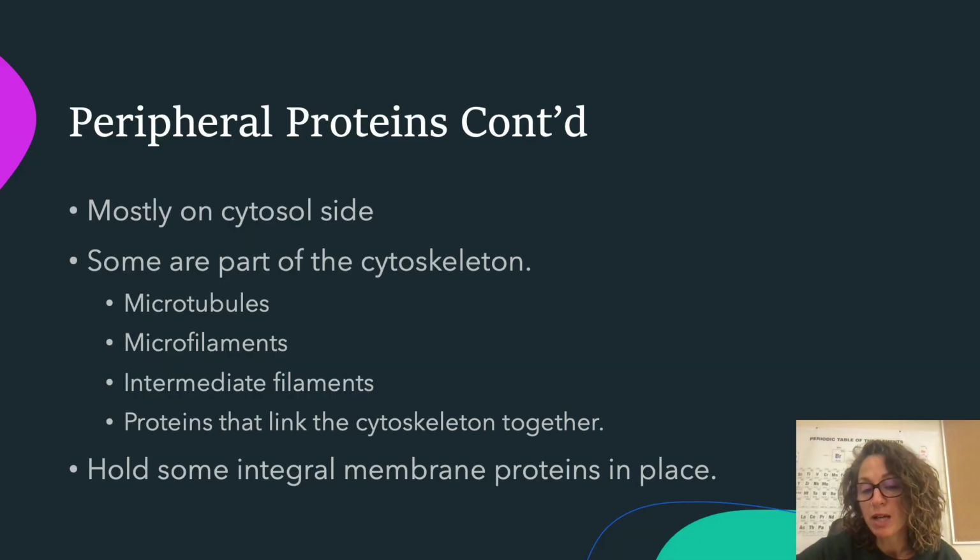They're mostly on the cytosol side, so the inside of the cell, and they are often part of the cytoskeleton, or again, binding to the cytoskeleton to keep that scaffold structure in place. So again, interacting with microtubules, microfilaments, intermediate filaments, which are all words from earlier in the unit. And they are proteins that link the cytoskeleton together. They hold some integral membrane proteins in place, so they're typically all structural.